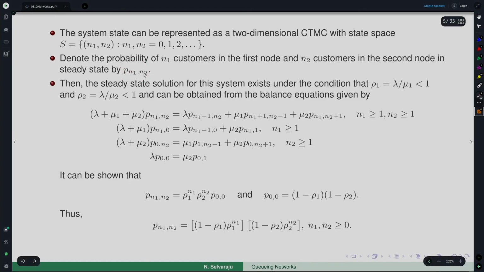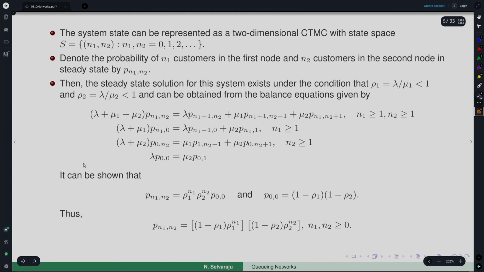So, P(n1, n2) is the probability that there are n1 customers in the first node, meaning the first queuing system, and n2 customers in the second node. The steady state solution for this exists under a condition: because the first one is an M/M/1 queue, it will be stable only if lambda by mu1 is less than 1. The second one also needs rho 2, which is lambda by mu2, to be less than 1, so that this CTMC is positive recurrent and has a unique limiting steady state distribution.